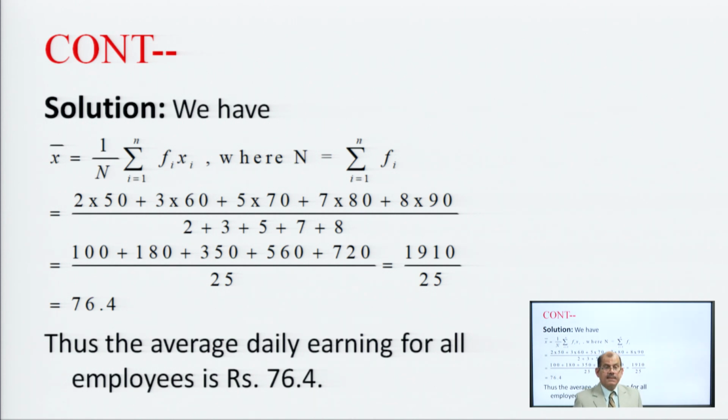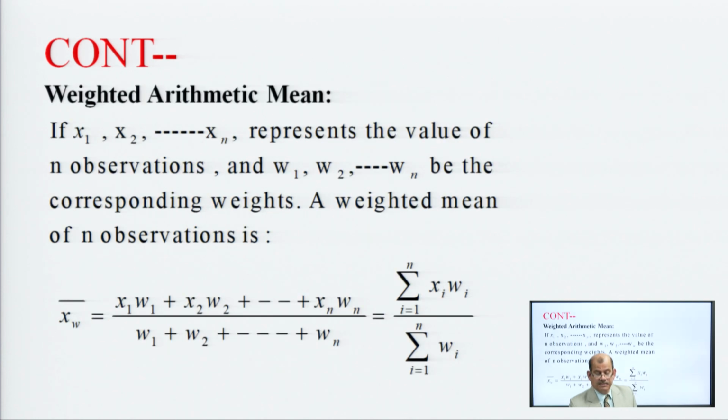The numerator is 100 plus 180 plus 350 plus 560 plus 720, divided by 25. 1910 is the sum of the numerator, divided by 25. It is 1910 by 25, it is equal to 76.4. Hence, the average earning for all employees is 76.4.